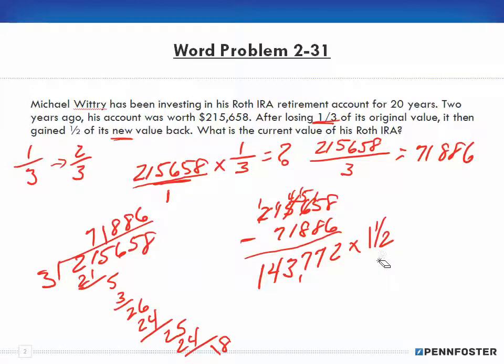I can do this in a couple of different ways. I can convert the 1 1/2. So 2 times 1 is 2, plus 1 is 3, so I'm going to convert the mixed fraction into a fraction of 3 halves. So 143,772 times 3 halves.